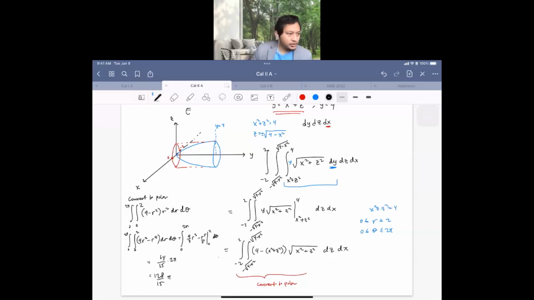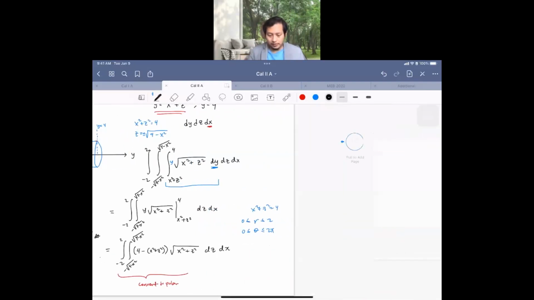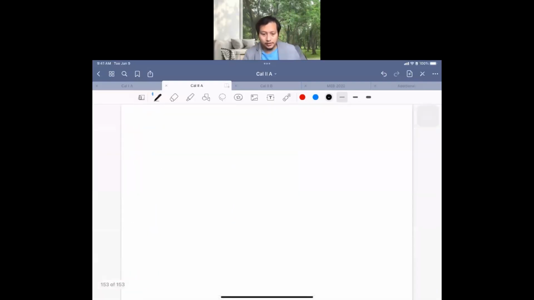Okay, last section. I hope we still have time. Let me just write down the topics. The topic is how to change the order of integration. And this topic, I tell you beforehand, is difficult.